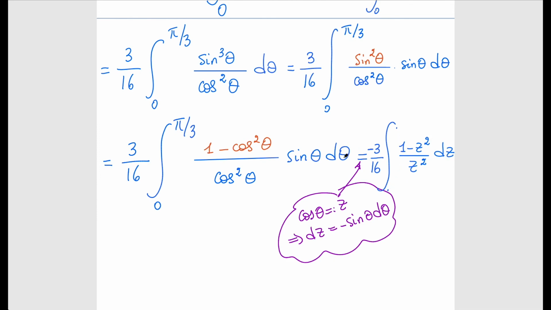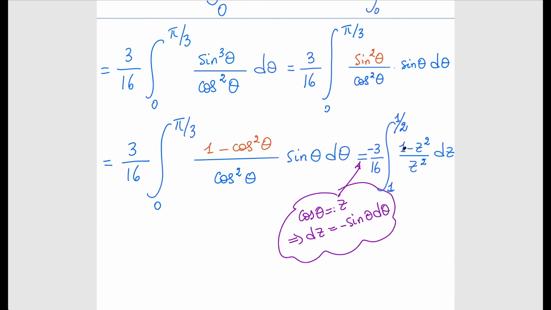Now the bounds. When theta is at its lower bound, which is 0, z becomes cosine of 0, which is 1, right? And when theta is at its upper bound, pi over 3, z becomes cosine of pi over 3, which is 60 degrees, and that is 1/2, right? So z is 1/2.